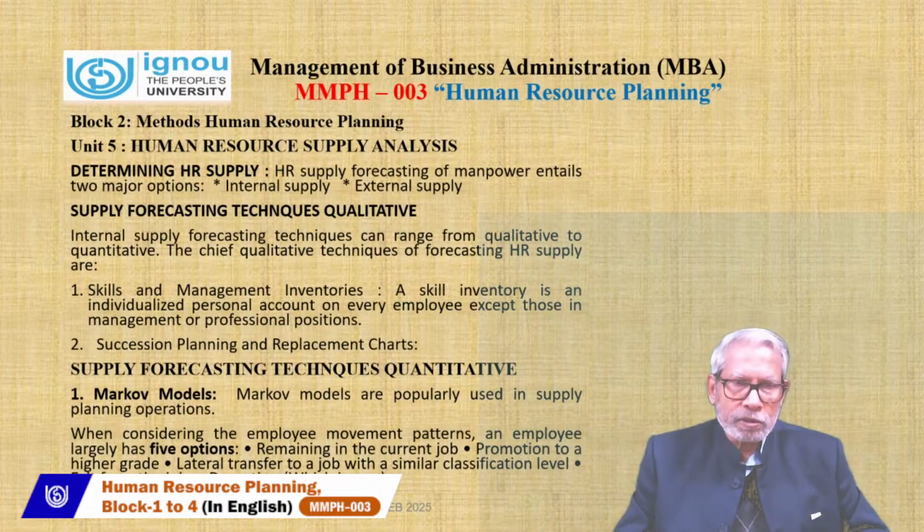Then based on this, there are some techniques. There are the Markov models. This is popularly used for supply forecasting purposes. Again, in the Markov models, there are 5 options: remaining in the current jobs, then promotions to a higher grade, and then transfers in the jobs. Then, based on all this data, you can prepare and forecast the things.